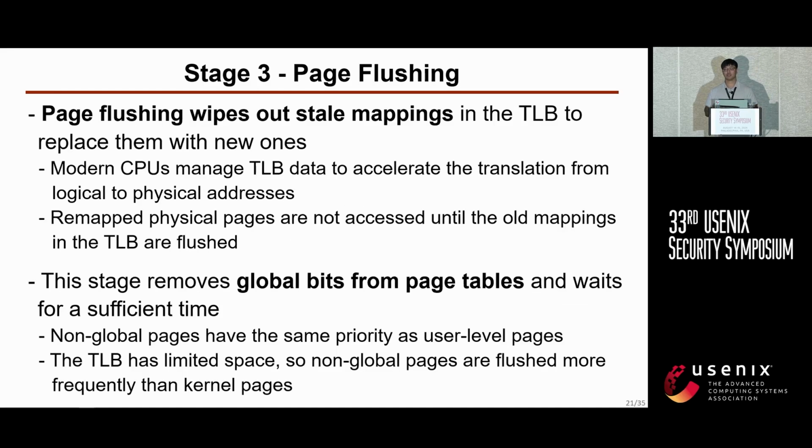The last stage, page flushing, wipes out stale mappings in the TLB to load new mappings. For page flushing, we use a simple approach. We remove global bits from the page table entries we targeted to lower their priorities and wait for a sufficient time until the TLB is flushed by other page table entries.